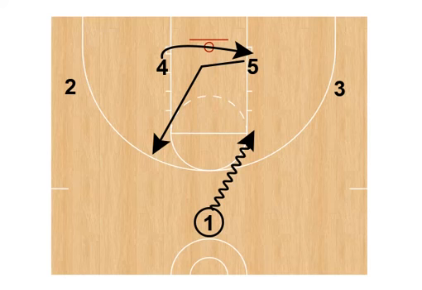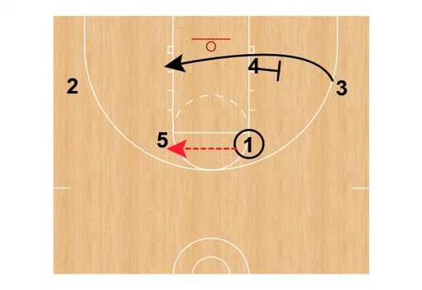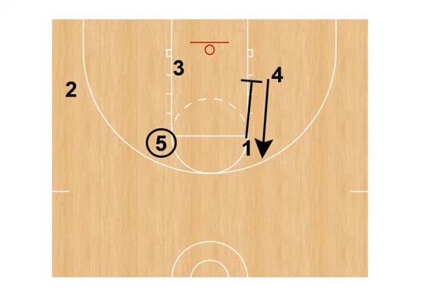And so now look where you're at. Reverse the ball to 5. 4 sets his back screen for 3. We're going to down screen, pop up, pop out, and you're once again right back into the offense. So like I said before, it's 5,000 different ways to get into one offense.